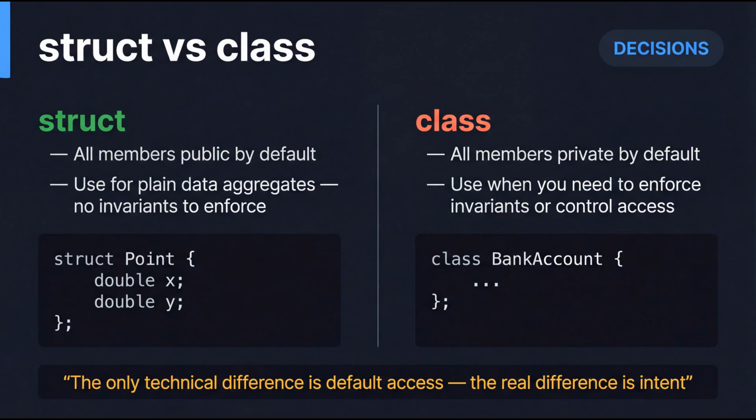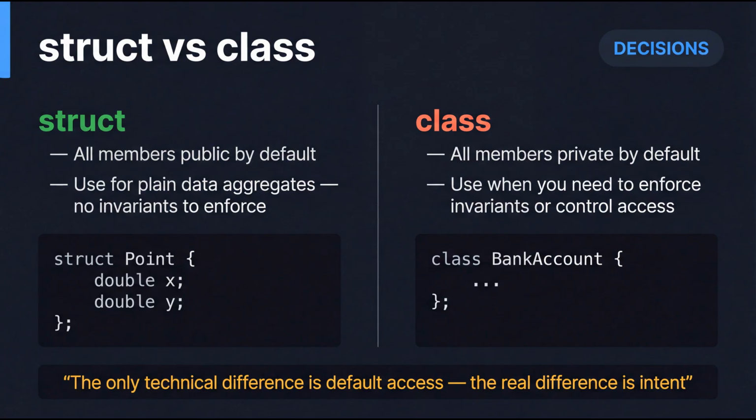The only technical difference between struct and class in C++ is the default access level. Struct members are public by default. Class members are private by default. That's it. But the convention carries meaning.